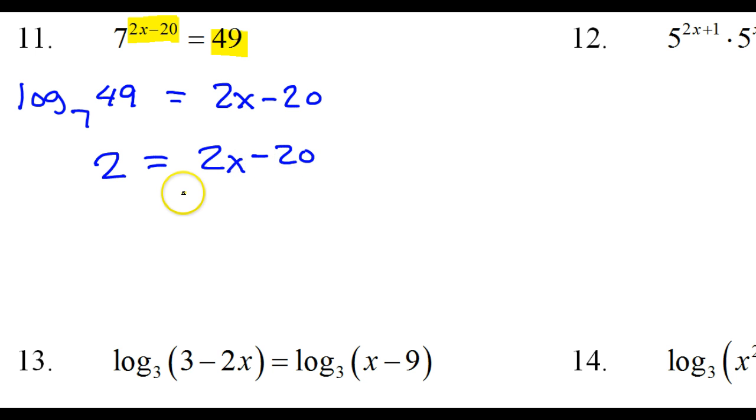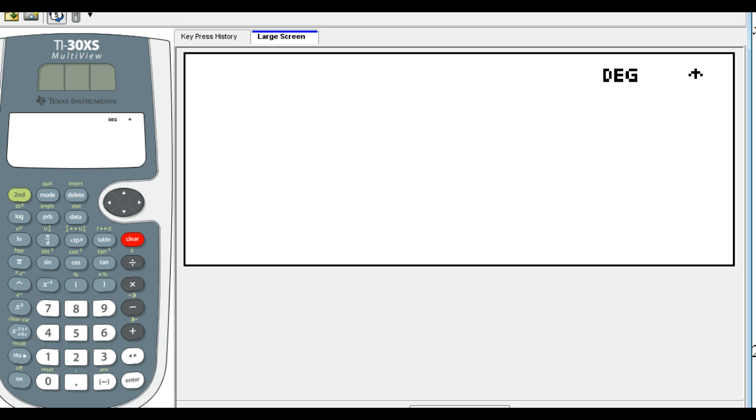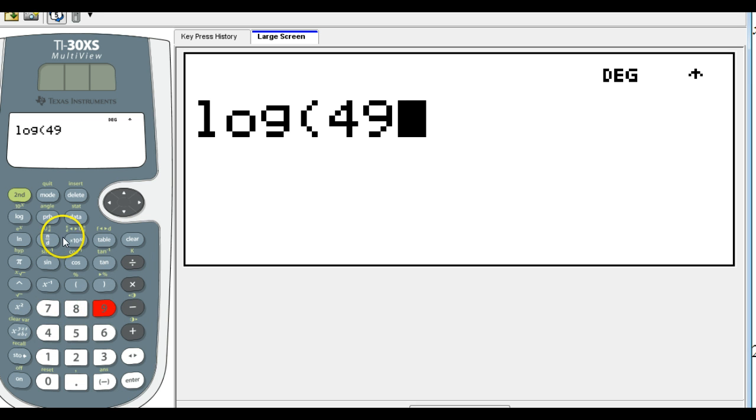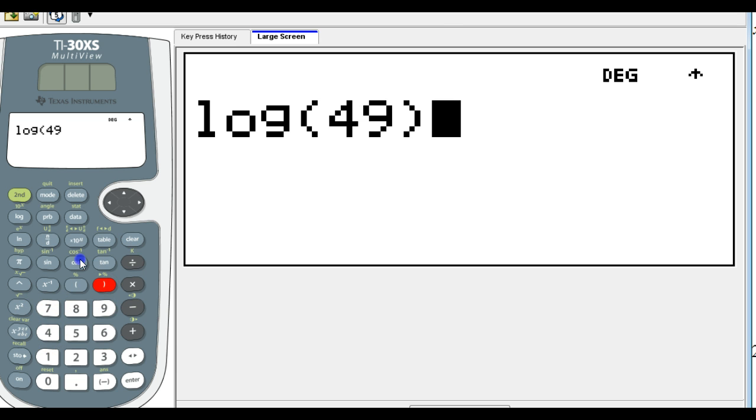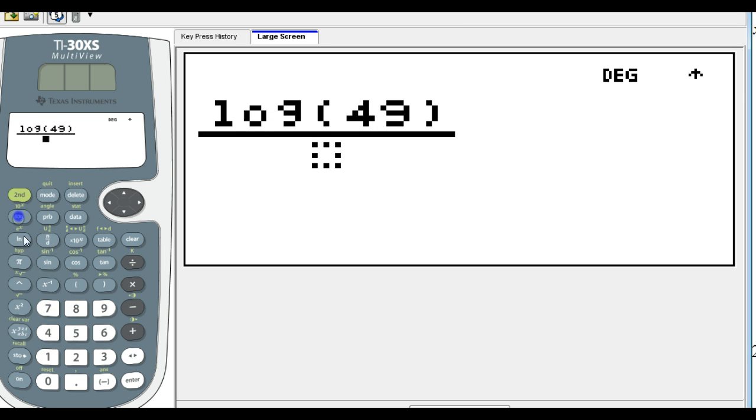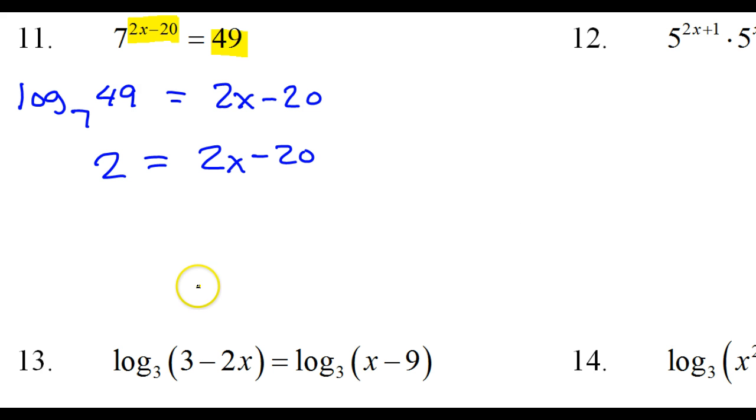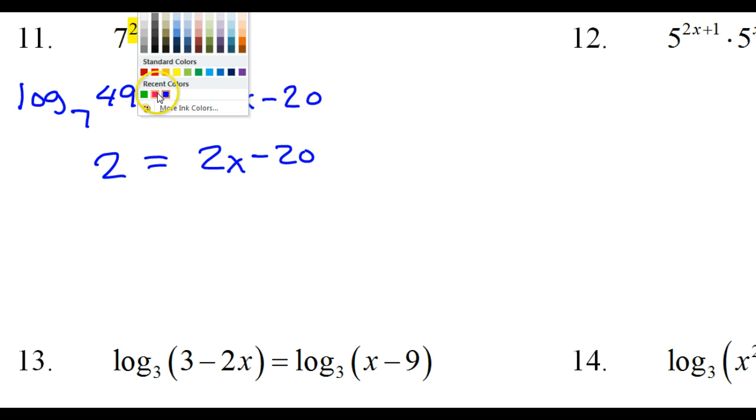2x minus 20. Alright? If I needed to do this in a calculator for some crazy reason, which you shouldn't, I could put in the calculator as log 49 over log 7. That's the change of base formula. So I could go log 49 over log 7. Okay, but you should definitely be able to look at this and know that it is 2. The rest of this is the same as the other way I just did it.